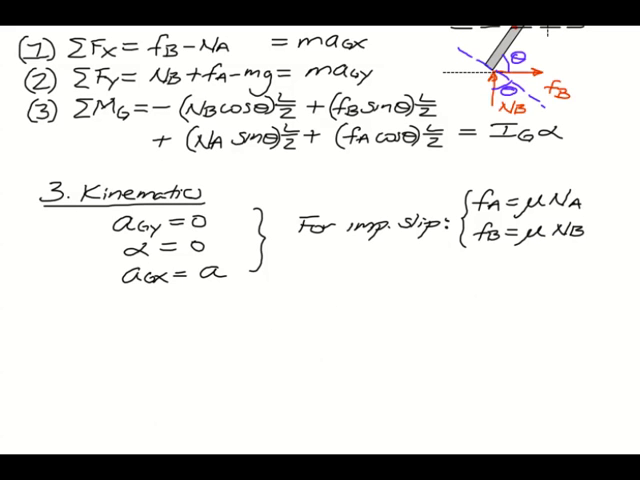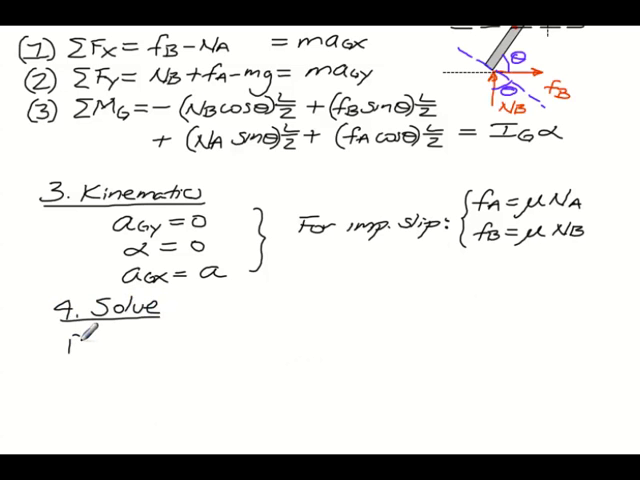Okay, so the thinking part is done. We've got our FBD, we have our little kinematics equations, and we say we need impending slip. Unfortunately, the hard part is just getting a solution. It's the algebra that's involved.